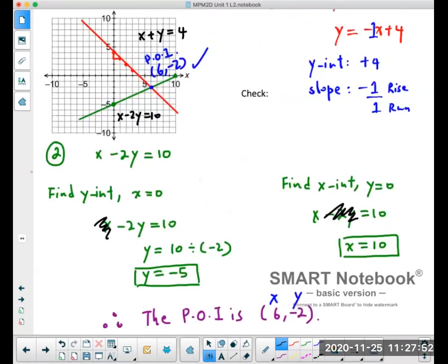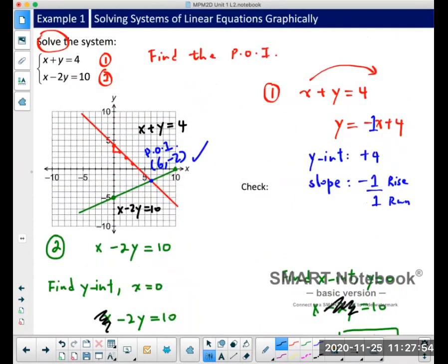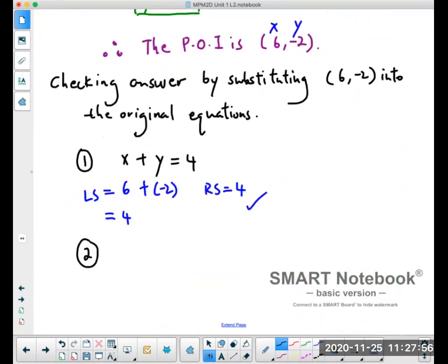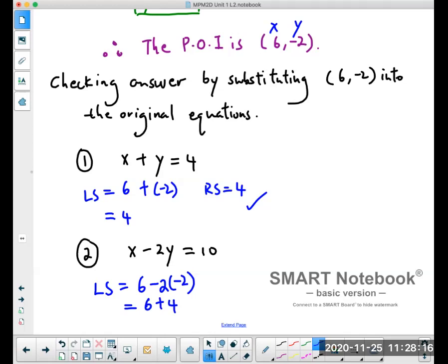The second equation is x minus 2y equal 10. Well, what's on the left-hand side of the equation? It's x. Well, x is 6 minus 2 times y. Well, y is -2. What's -2 times -2? Well, that's a positive 4. 6 plus 4 is 10.